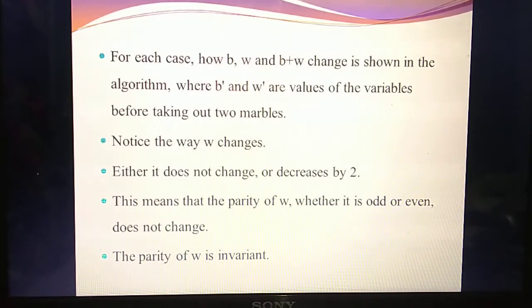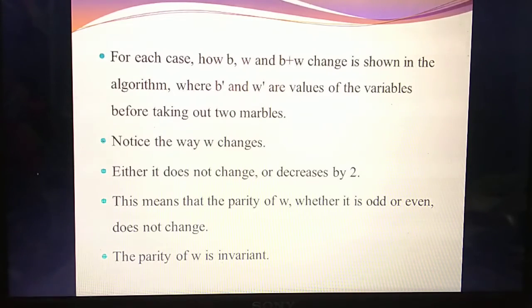So either the value of B decreases by 2 or the value of W decreases by 2. That means sometimes it decreases by 2, sometimes by 1. Why? If 2 cases are white, it is W minus 2. If 1 case is white, it is W minus 1. Otherwise, if 2 cases are black, it is B minus 2. So either the numbers will be odd or even. That means parity, odd or even.